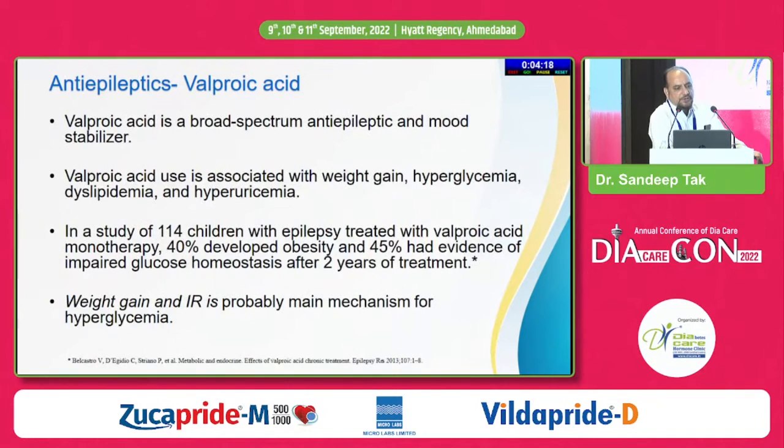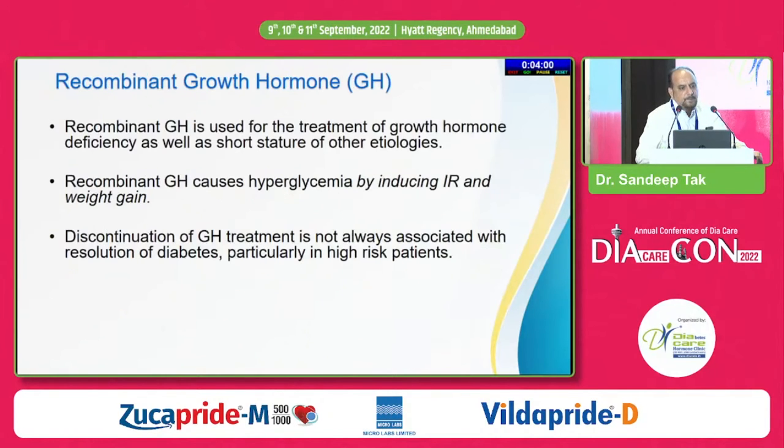Anti-epileptic valproic acid, again, is a broad spectrum anti-epileptic, but it has a metabolic effect. It can cause fatty liver, significant weight gain, dyslipidemia, and hyperglycemia. Almost 40% of the people who are on long-term valproate ultimately develop impaired glucose tolerance. Recombinant growth hormone: in people of short stature with growth hormone deficiency, when growth hormone is given, there is again a significant risk of development of diabetes in these children who are treated with recombinant growth hormone.